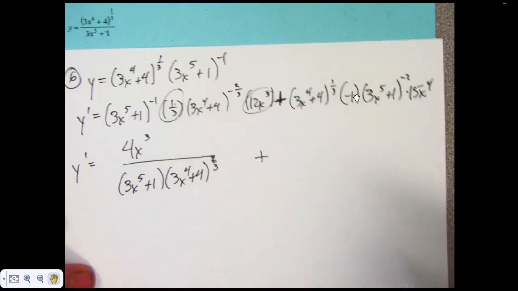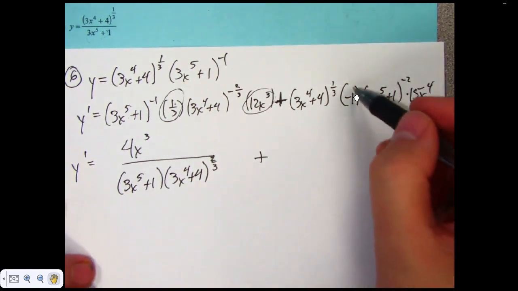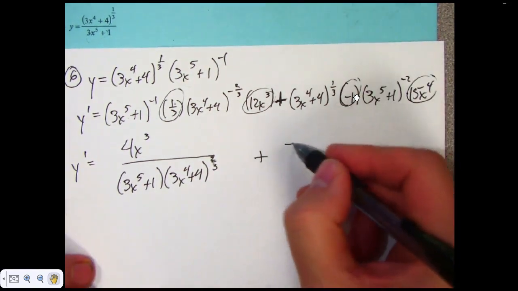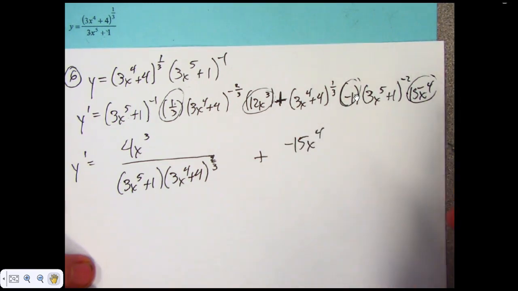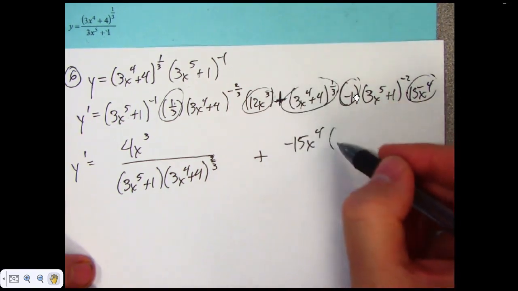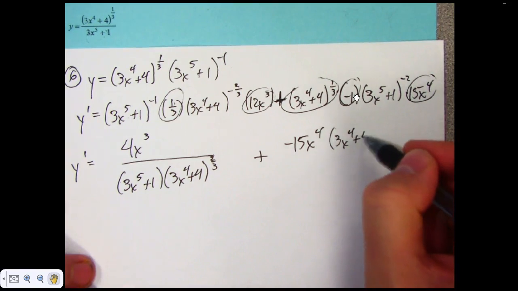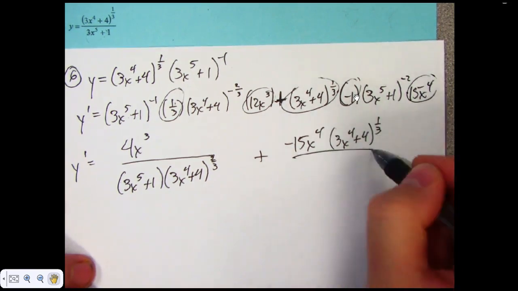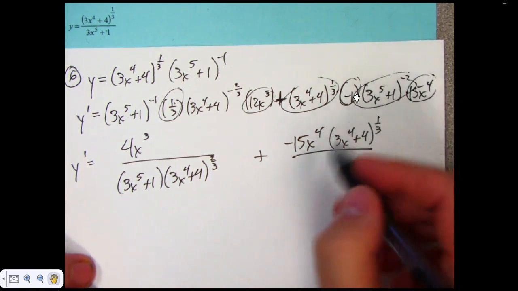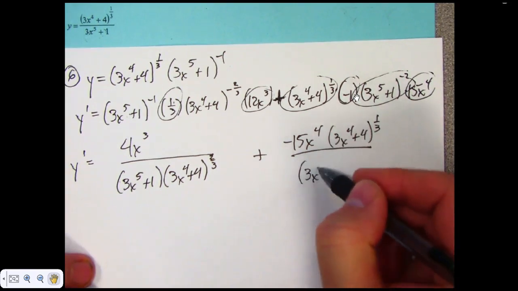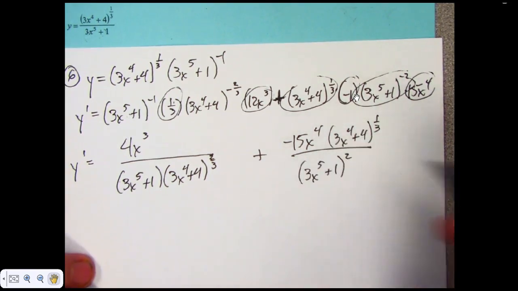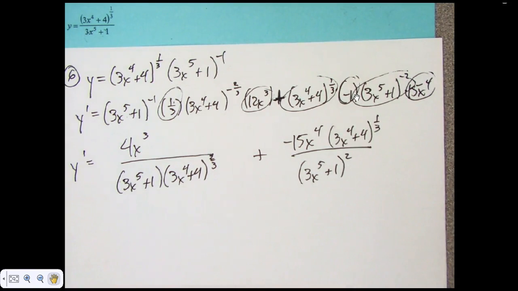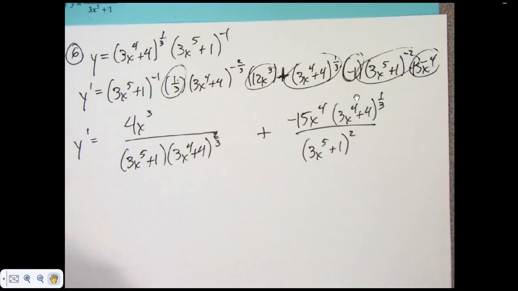I'll leave some space because I might have to do some stuff there. Negative 15x to the 4th goes on top. This can go on top too because it's a positive exponent. And then this has to go on the bottom, and the exponent becomes positive. So now I have 2 fractions. I'm not allowed to have 2 fractions, so I need to get a common denominator and combine these.